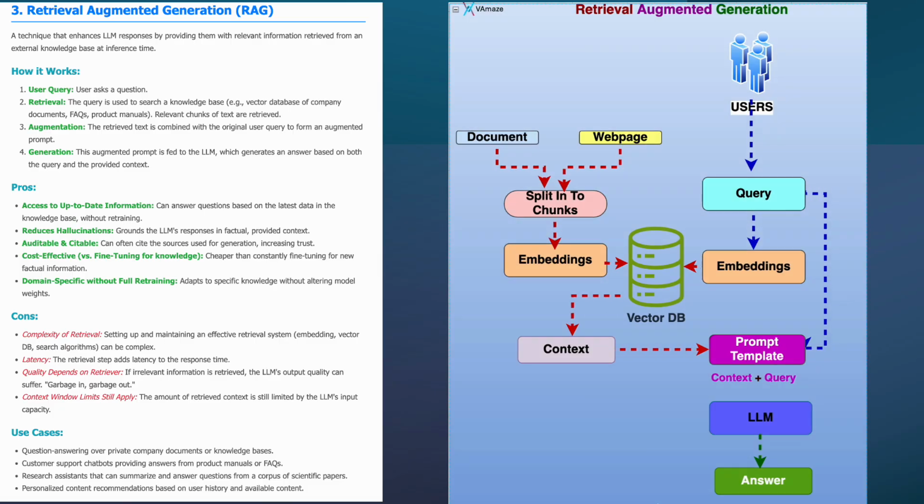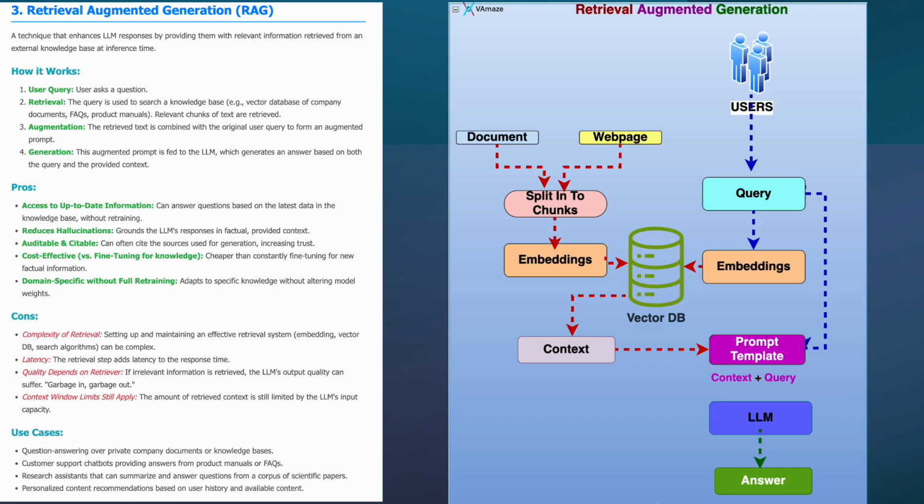Retrieval augmented generation. Our third technique is retrieval augmented generation, or RAG. This is a clever way to make LLMs more knowledgeable and up-to-date without retraining them. RAG is a technique that enhances LLM responses by providing them with relevant information retrieved from an external knowledge base at inference time. That is, when the LLM is actually generating its response.